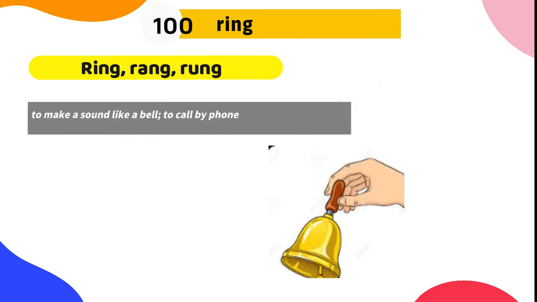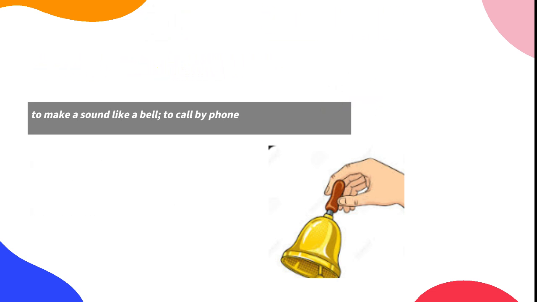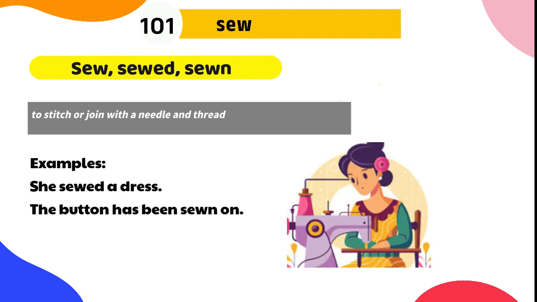Ring, rang, rung. Meanings: to make a sound like a bell, to call by phone. Examples: the phone rang. He has rung the bell. Sew, sewed, sewn. Meanings: to stitch or join with a needle and thread. Examples: she sewed a dress. The button has been sewn on.